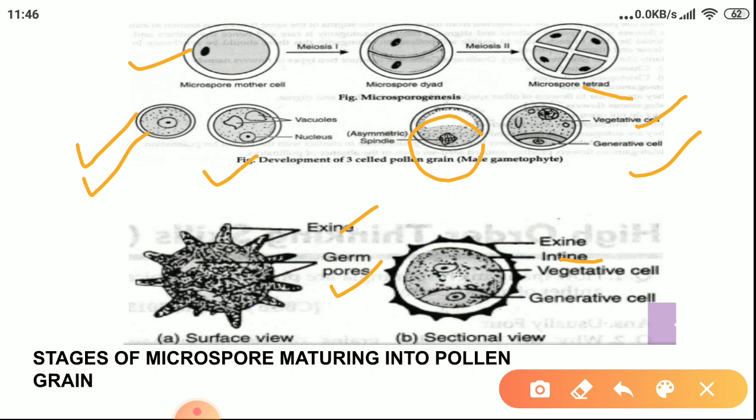Okay, now moving on to another layer, that is intine. Now intine is inner to exine. It is not having any germ pore. It is thin, and it is made up of cellulose and pectin. So there is one difference. Exine is made up of sporopollenin. Intine is made up of cellulose and pectin. Exine is thick, intine is thin. Okay. Now this is all about the structure of a pollen grain.